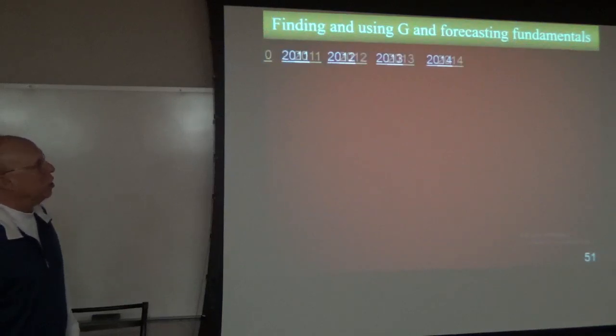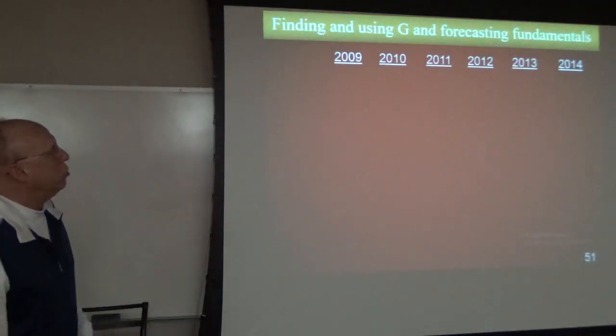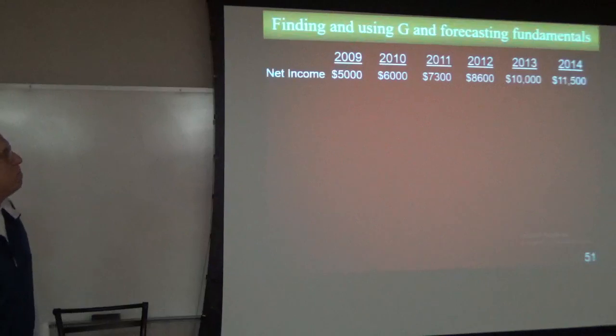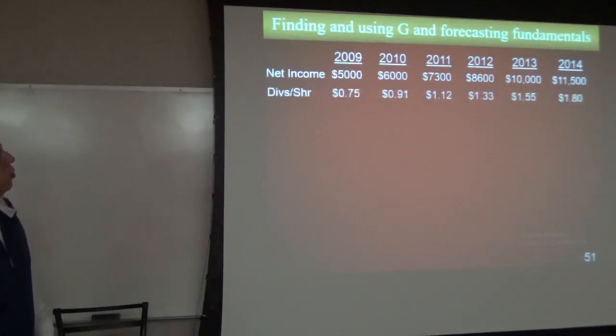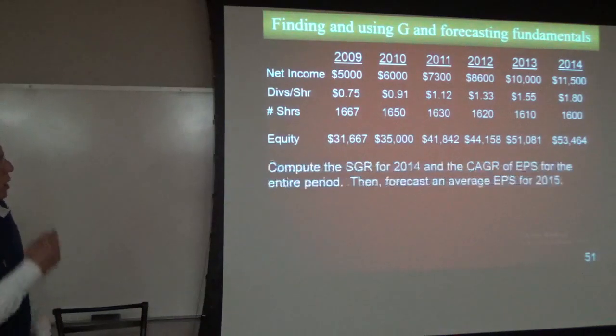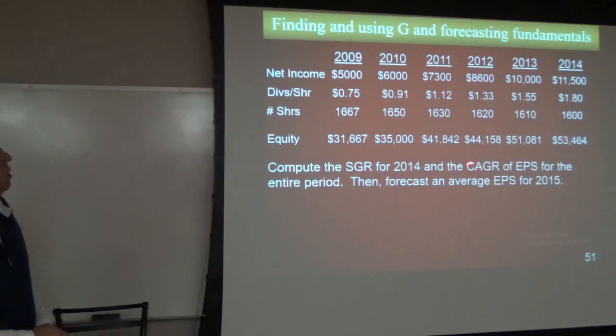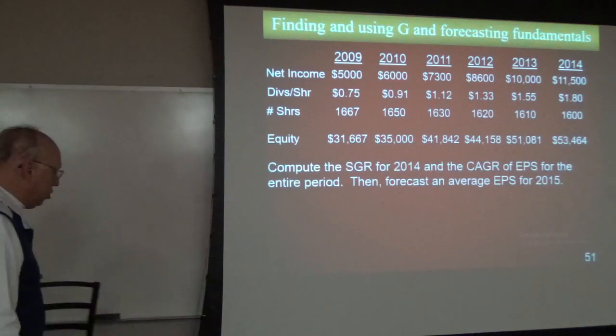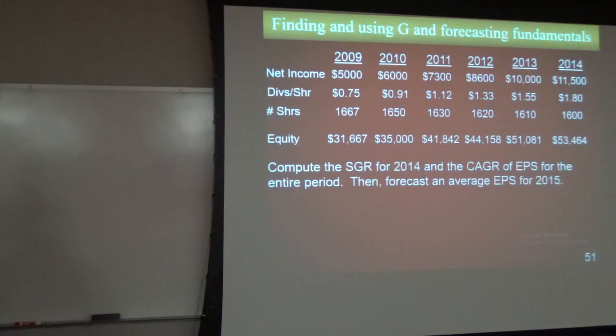All right, so here's another problem. We're going to do this one on the board. So here's the data, okay? And so here are our fundamentals, and we have our equity, and we're going to compute the SGR and the CAGR for the entire period and forecast earnings per share. So let's get this chair out of the way here, and let's go ahead.